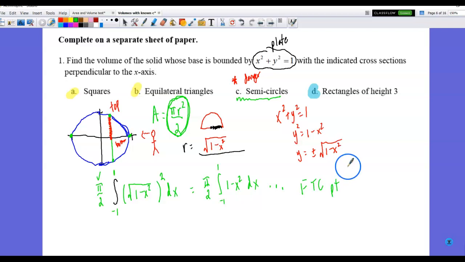So that's the first example. Now, one other thing you could do in this case is, because this circle is an even function, some of you might think about just going from 0 to 1 and doubling. You can do that, but you don't have to do that. All right, let's look at another example.